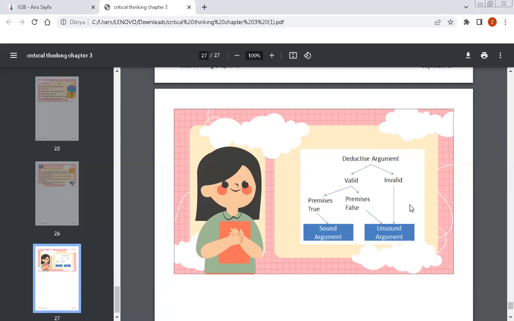And here is a diagram to understand the subject more deeply. That was my presentation.